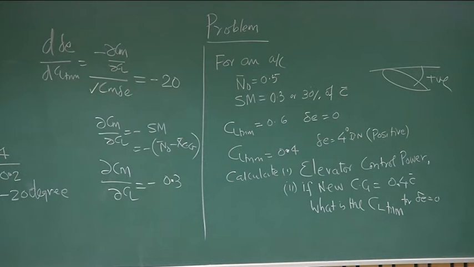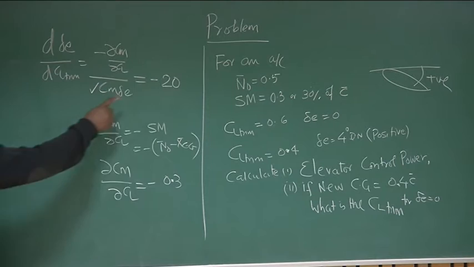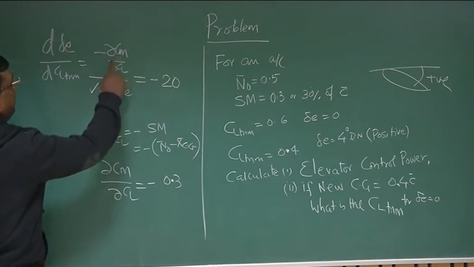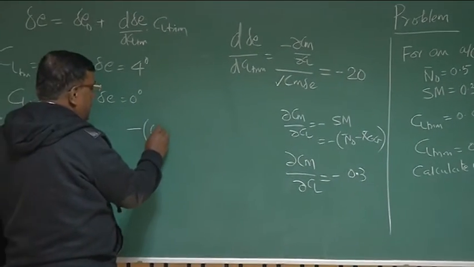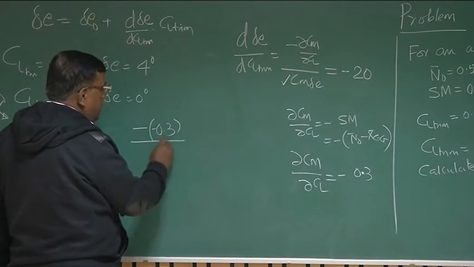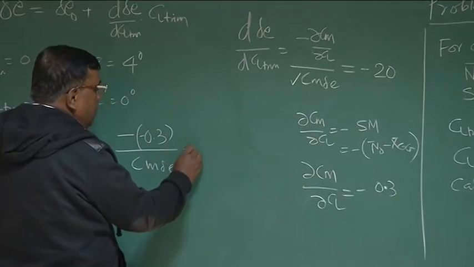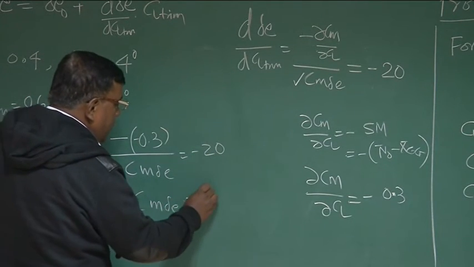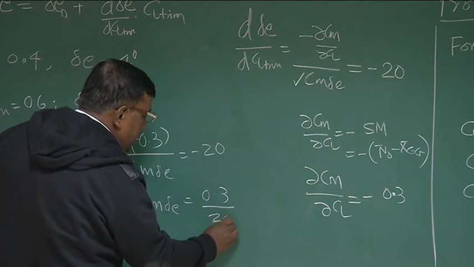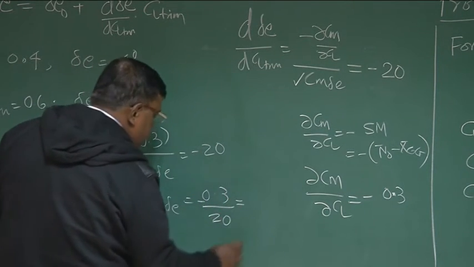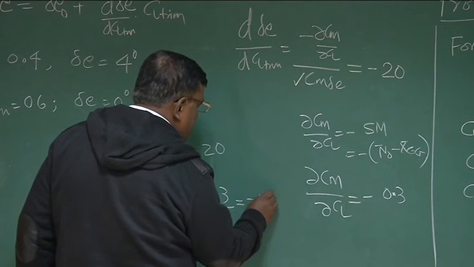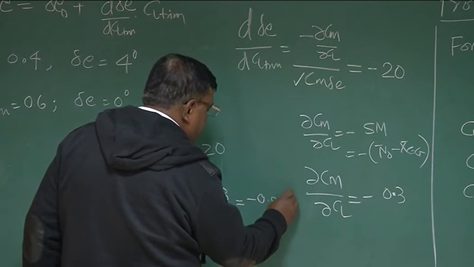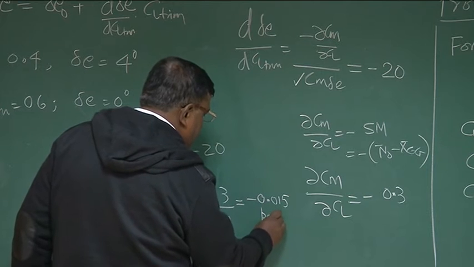What is the solution now? It is straightforward. So I have minus 20, and here dCm by dCL is minus 0.3. I put this number here: minus 0.3 by Cm delta E equal to minus 20. So Cm delta E is equal to 0.3 by 20 with a minus sign, so this is minus 0.015. You should express it per degree.